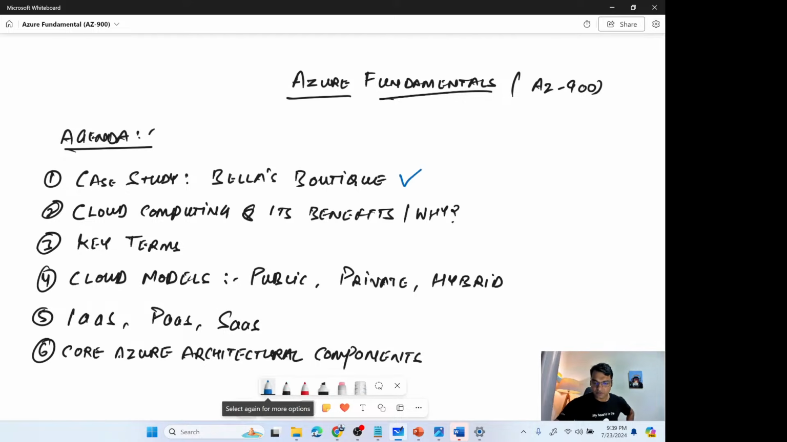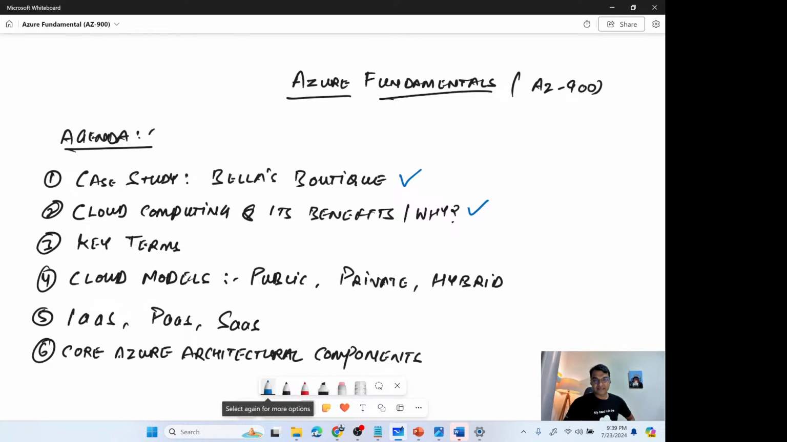Second would be, once we have understood the problem, we will relate it to what cloud computing is and what benefits it brings, and how those benefits address some of the challenges we have understood from case study 1. So we will talk about that right here. Why cloud computing? What would happen if there was no cloud computing for the same business that we're going to talk about? We will talk about all of that.